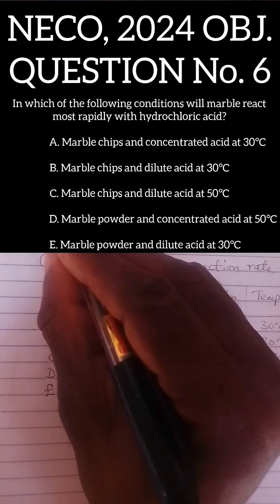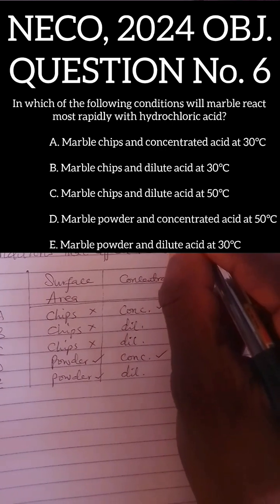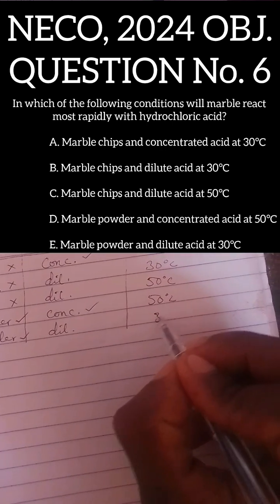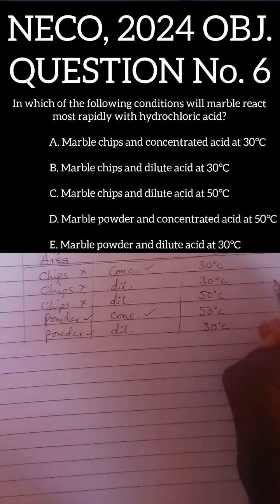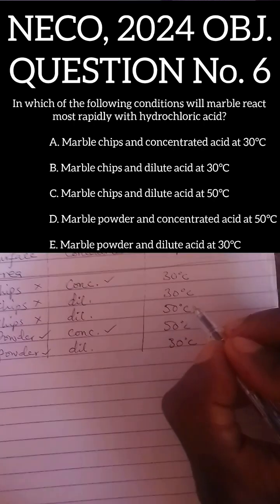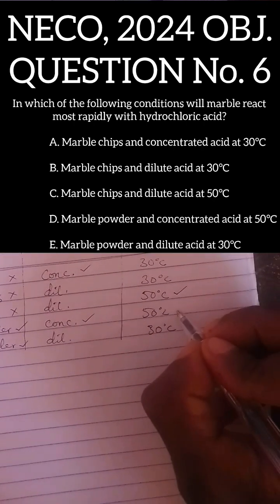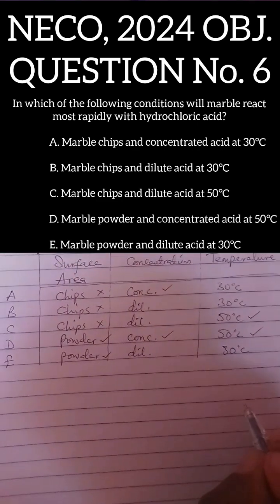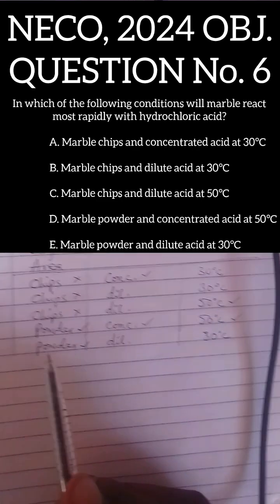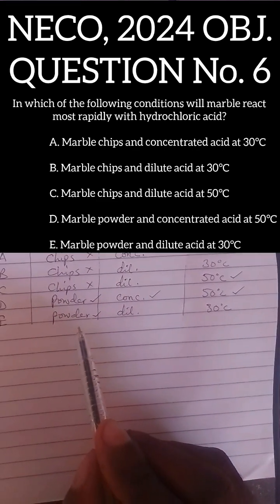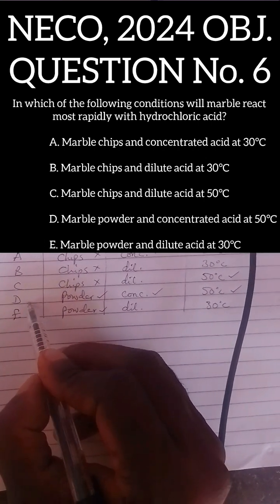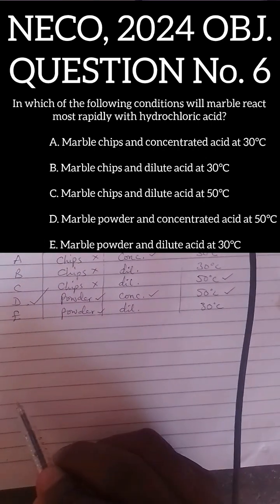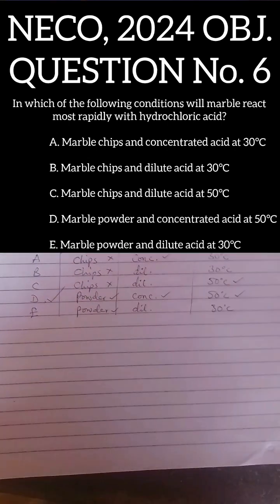So we mark C and D as our correct option. Then after marking, we check through the table and see the option that scales through these 3 factors. And that correct option is D, powdered chips, concentrated acid and 50 degrees Celsius. The correct option is D.